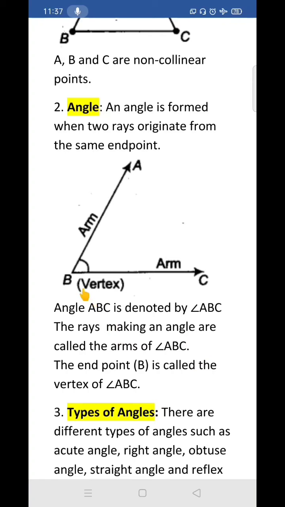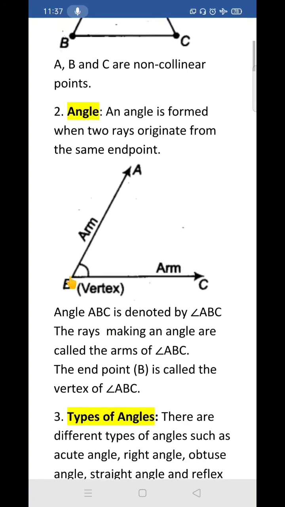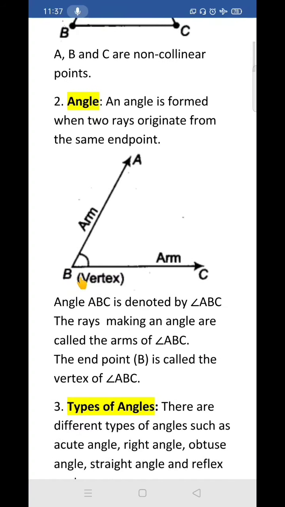The end point B you can see over here is called the vertex of angle ABC. So the end point B is called the vertex of angle ABC.